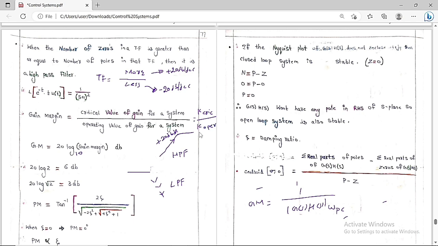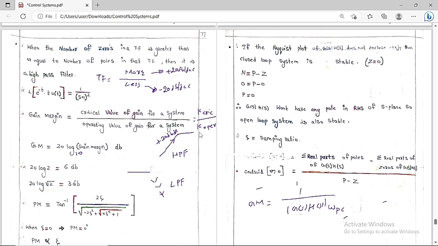So this point you always have to keep in your mind: K critical by K operating. It is a ratio of K critical by K operating. And the gain margin in dB is nothing but 20 log of gain margin with base 10 in dB. These things you always have to keep in your mind.